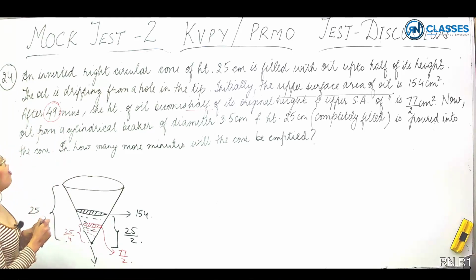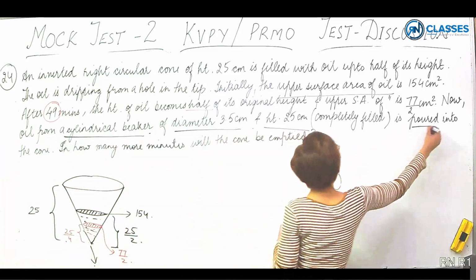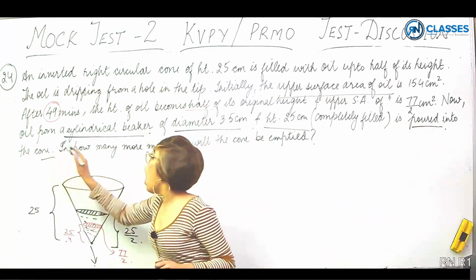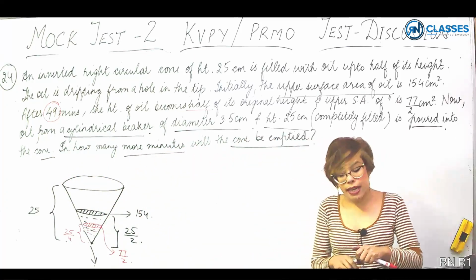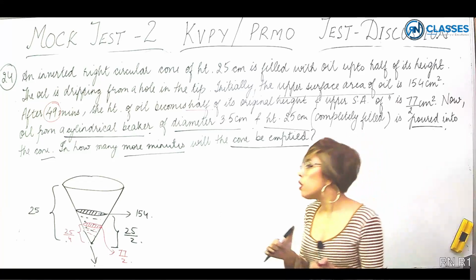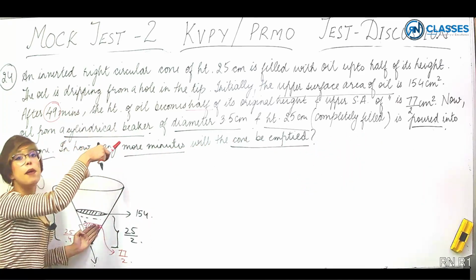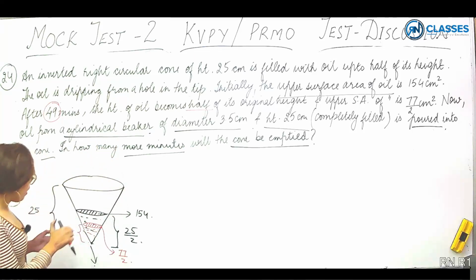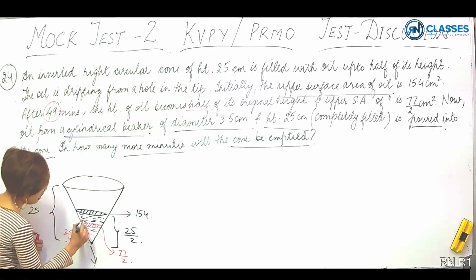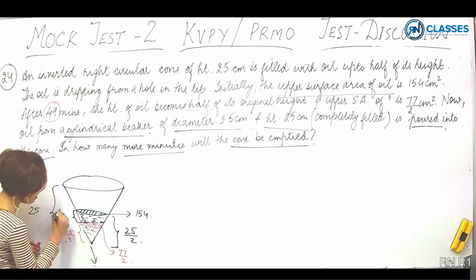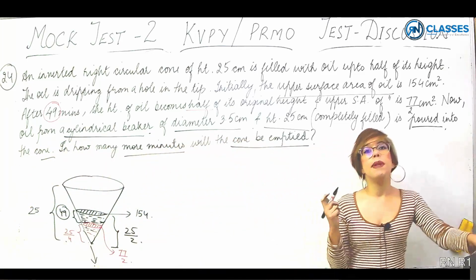Now what happens? Oil from a cylindrical beaker of diameter this and height this is poured into the cone. In how many more minutes will the cone be emptied out? Right? Now, if I need to empty out the cone, I need to empty out this oil which is left and the additional oil that I poured. Right? Okay. Now what do I know? The oil which leaked out in 49 minutes. So, how much volume of oil dripped out in 49 minutes?